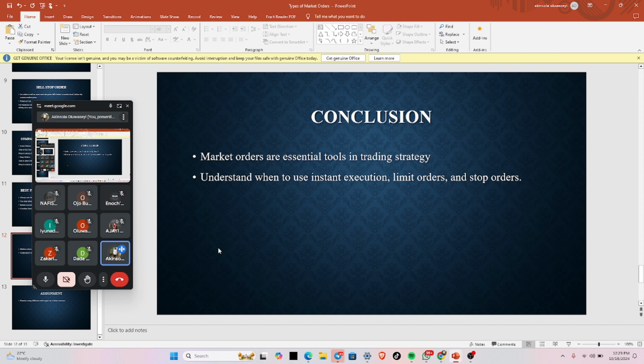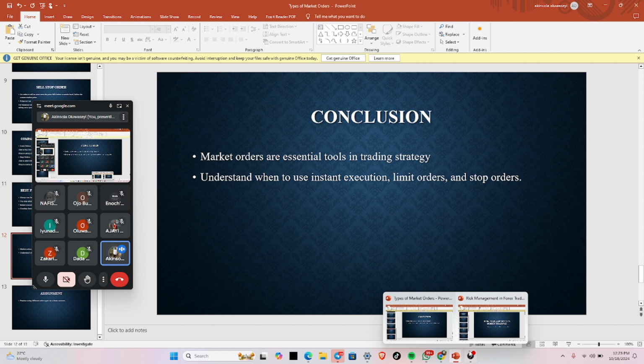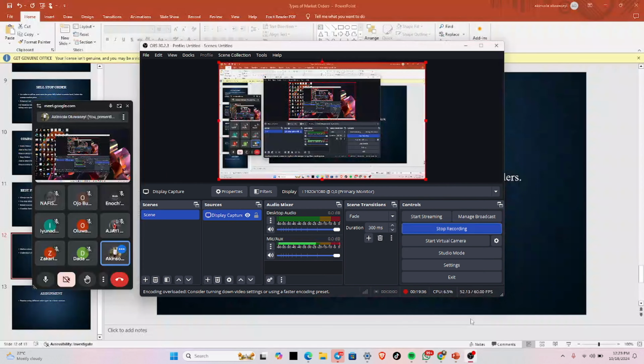And also make sure you stick to the assignment, and the assignment is you making use of an instant market execution order, a limit order, and a stop order to execute a trade and send to me. Please, I'll be expecting that in my DM. Do you get that?